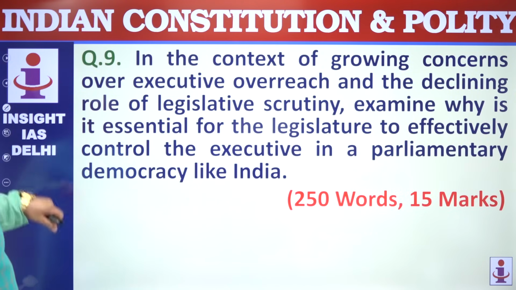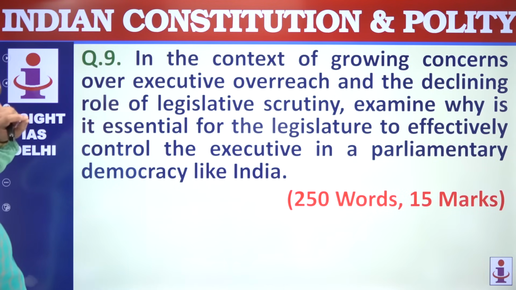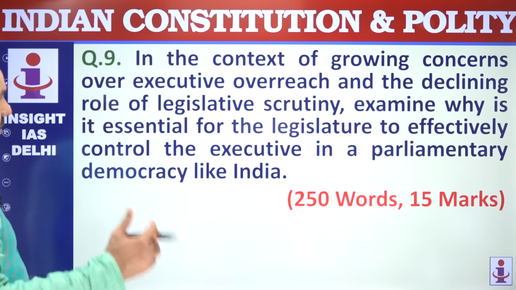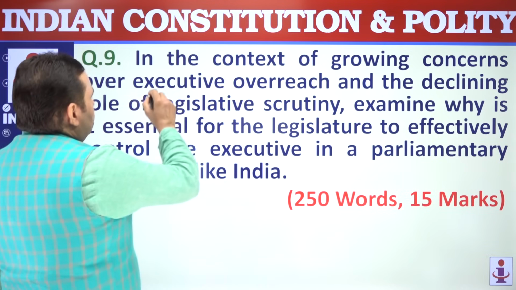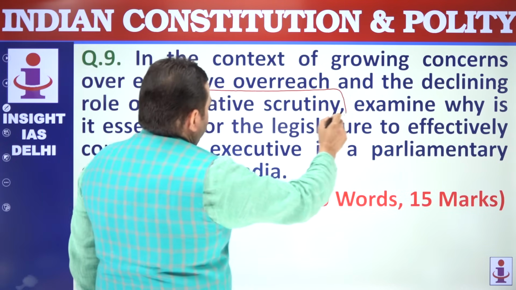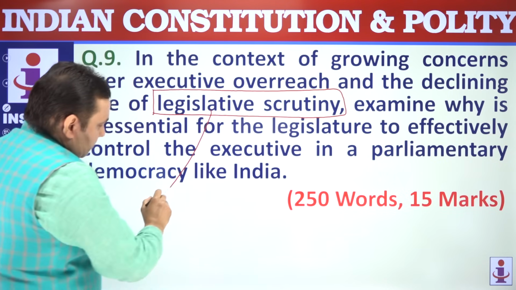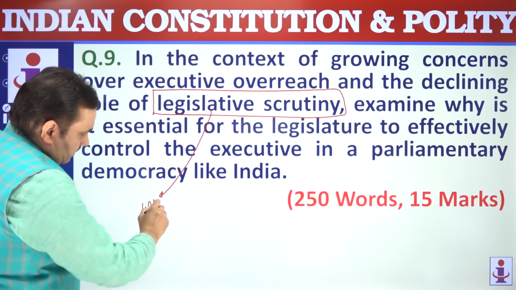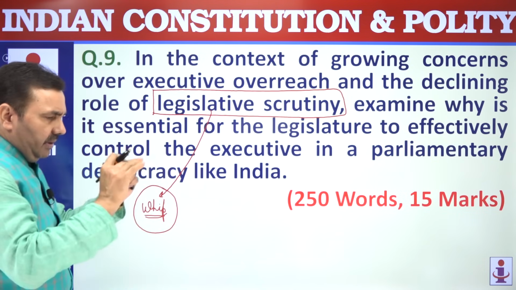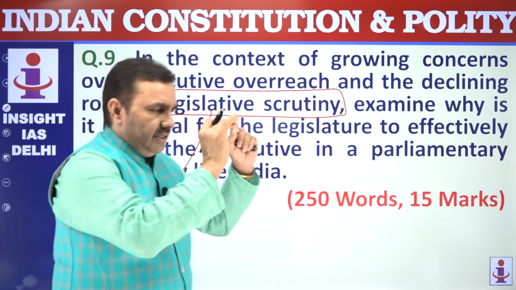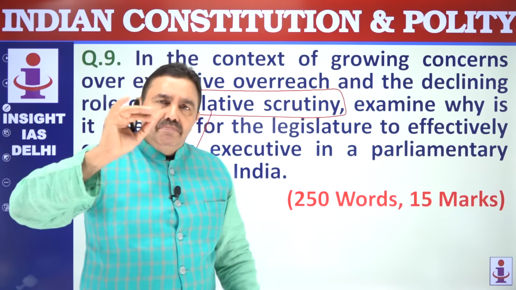Question number 9. In the context of growing concerns over executive overreach and the declining role of legislative scrutiny, examine why it's essential for the legislature to effectively control the executive in a parliamentary democracy. So what is the issue of decline of legislative scrutiny? Look at the system of whip. The system of whip ensures that all the members of parliament, all the members of a state legislature, vote along party lines.